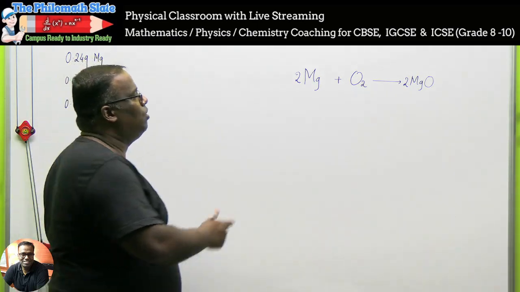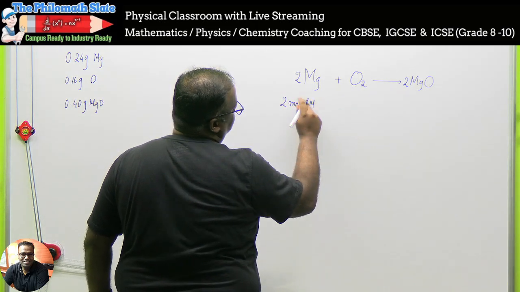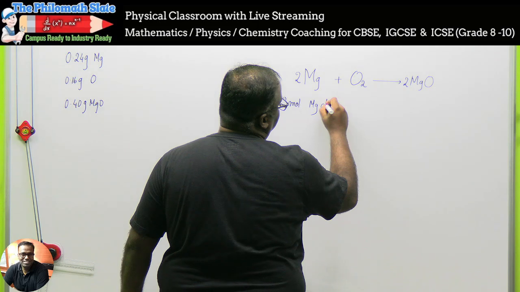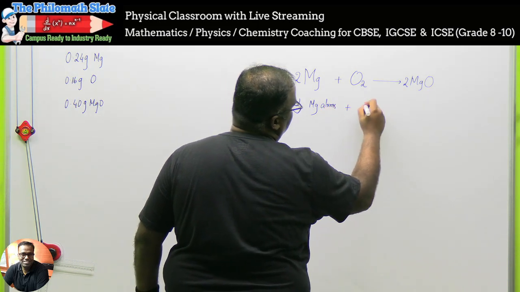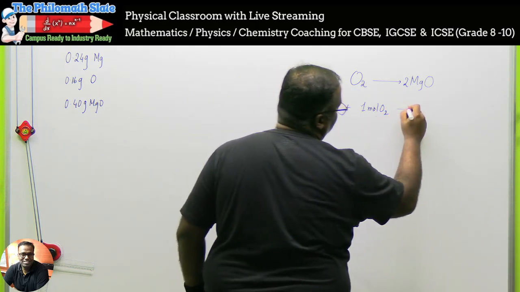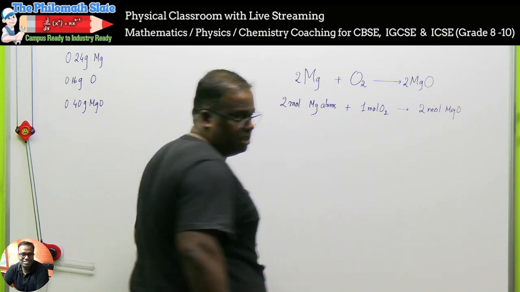What is the knowledge you have? 2 moles of magnesium, moles is the short form. 2 moles of magnesium what? Atoms. React with 1 mole oxygen molecule to give you 2 moles MgO, right?